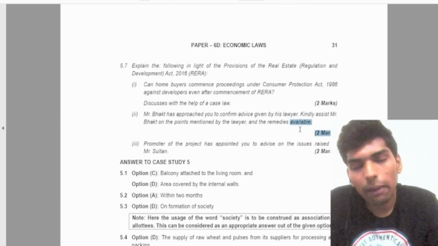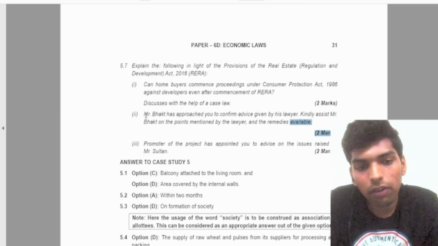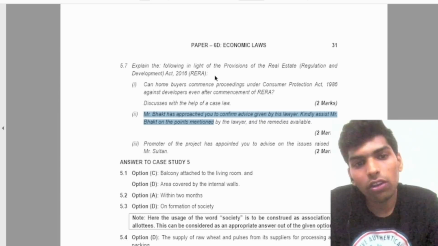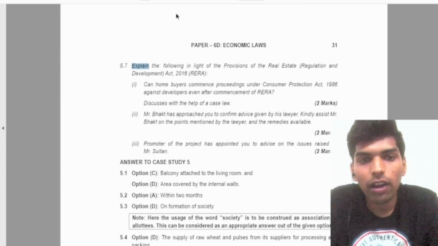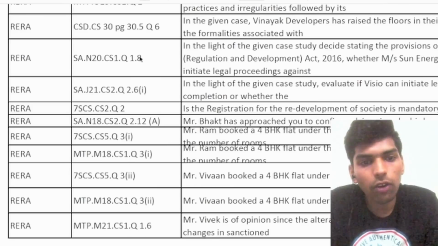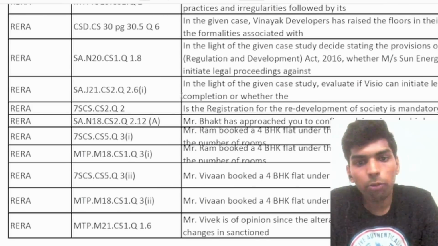So generally what happens when the descriptive question repeats, the MCQ also repeats. So there are chances that the MCQ of this case study number 5 will also be from the suggested answer November 18. Now I'm going to read the third question.